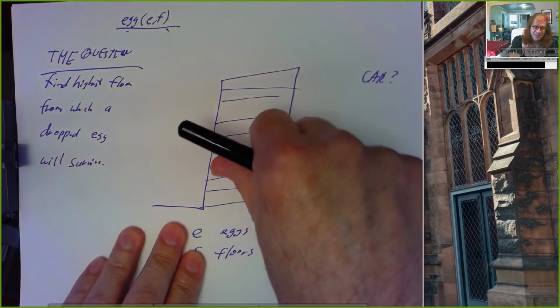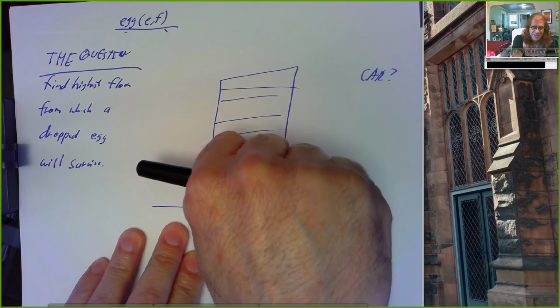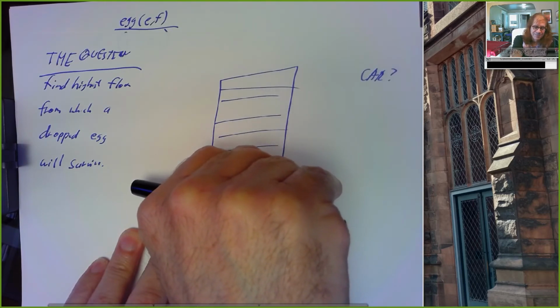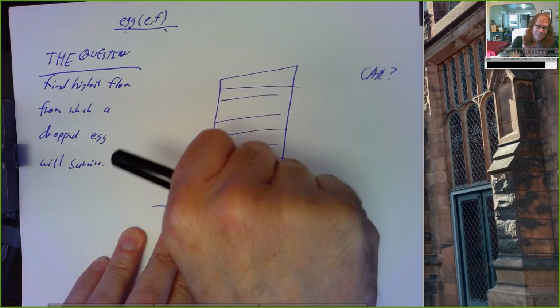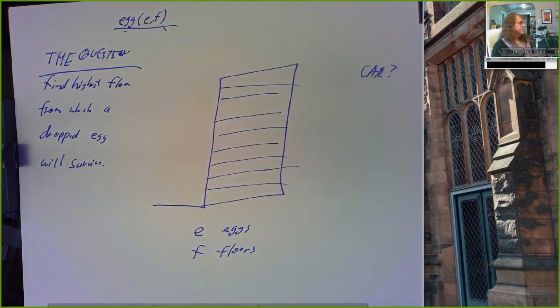If I start from the second floor and I drop it and it breaks, I have no eggs left. And I can't find out if it would have survived from the first floor or not. So if you only have one egg, you've got to start from the first floor, move to the second, move to the third, and so on. Right? That's the only way you can do it.